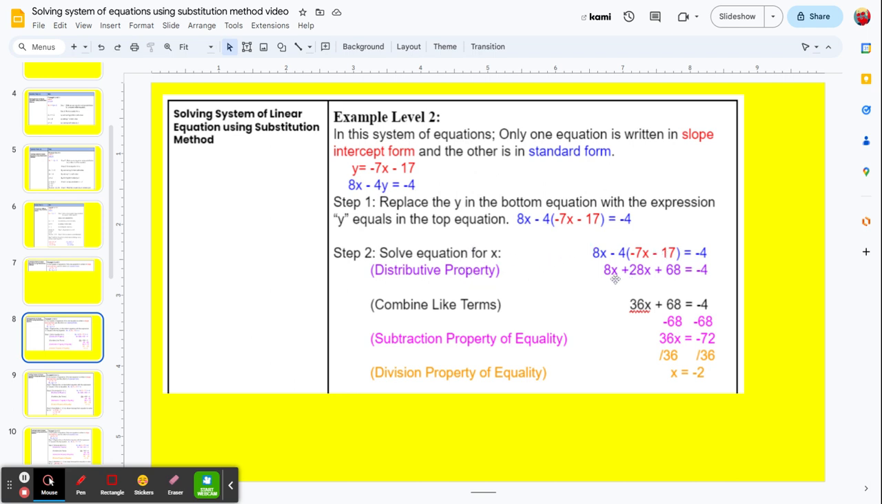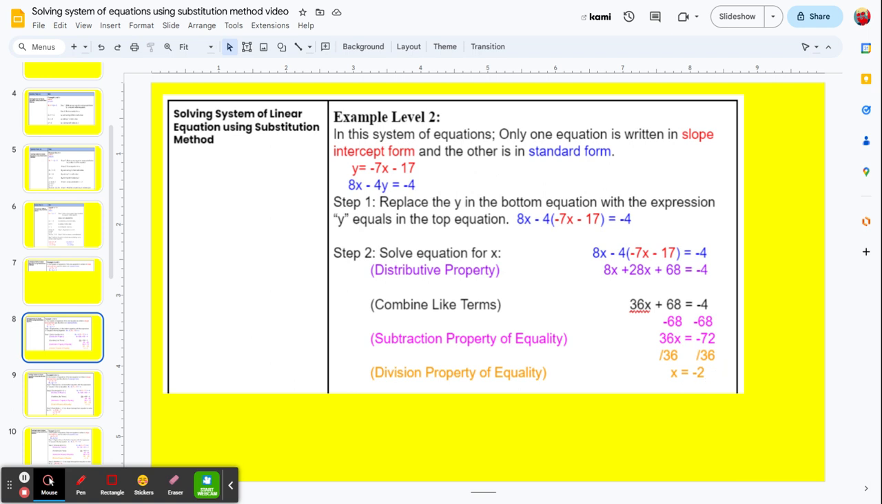Distributive property, we get 8x plus 28x plus 68 equals negative 4. We combine like terms on the left side here, so we get 36x plus 68 equals negative 4. We're going to do the subtraction property of equality now by subtracting 68 from both sides. So we get 36x equals negative 72. And then we're going to divide both sides by 36, division property of equality, to get x equals negative 2.